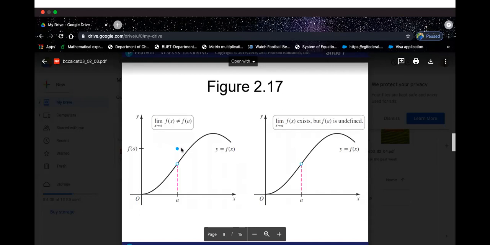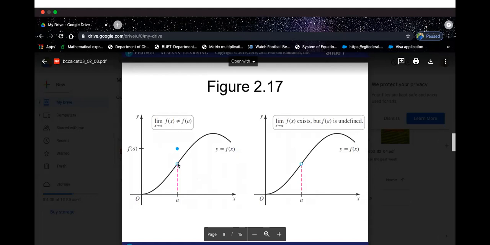For the first one, we have a defined value at A. For the second one, we don't have a defined value at A. There is a hole, and that's it. We don't have any value defined at A. But for the first one, we have a jump.